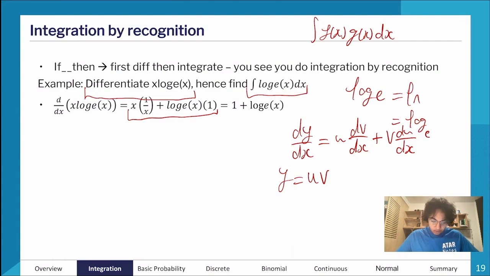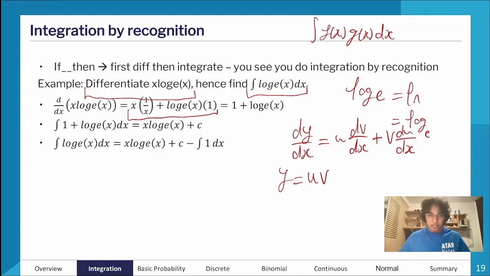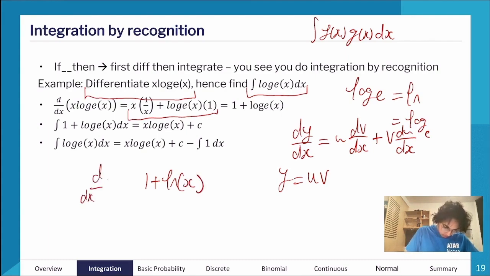Okay, cool. And then we want to integrate it. So if I integrate 1 plus log base e of x, I get x log e of x plus c. Then I can do a little bit of rearranging to work out what the log base e of x is. I'm going to write it as ln, which also just means natural log. So we have our derivative, d/dx of x ln x, is equal to this.